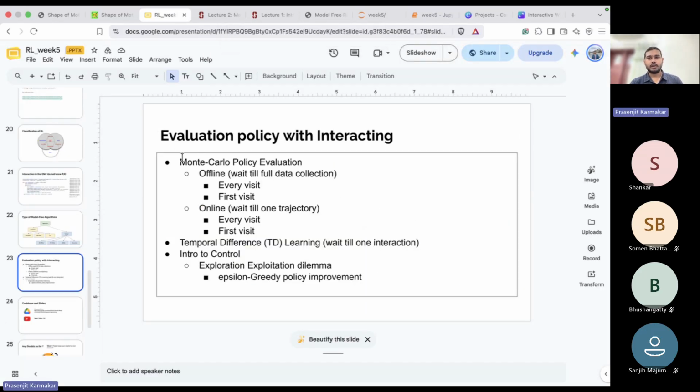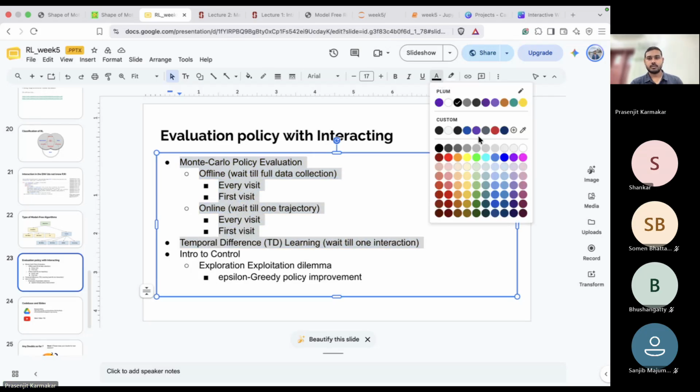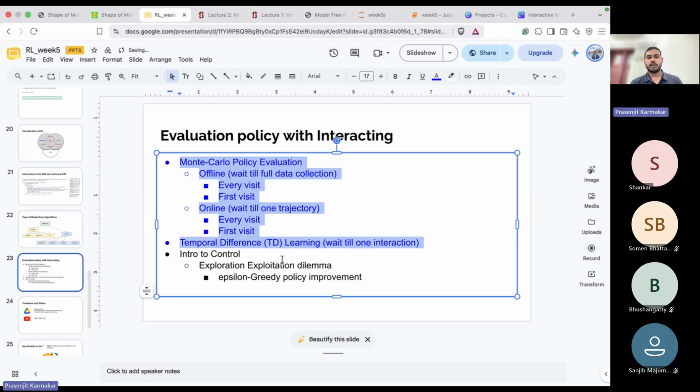So what we covered is all these algorithms, and we also gave an introduction to control, and the exploration-exploitation dilemma. This we will cover in more detail next week, and it will be much more interesting to see.